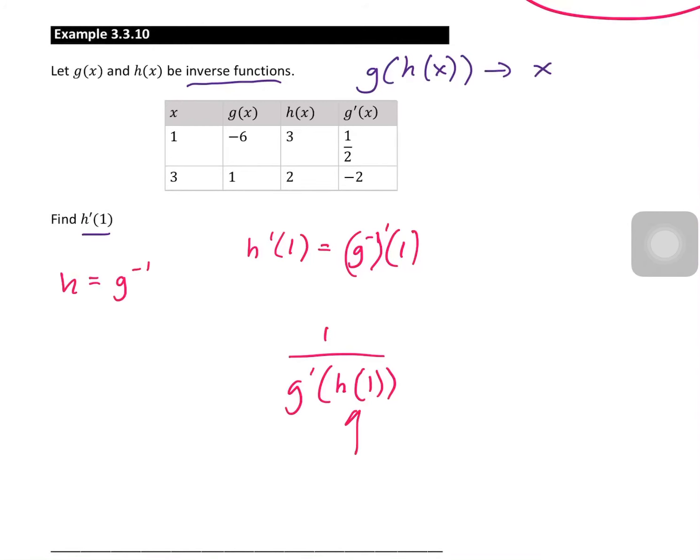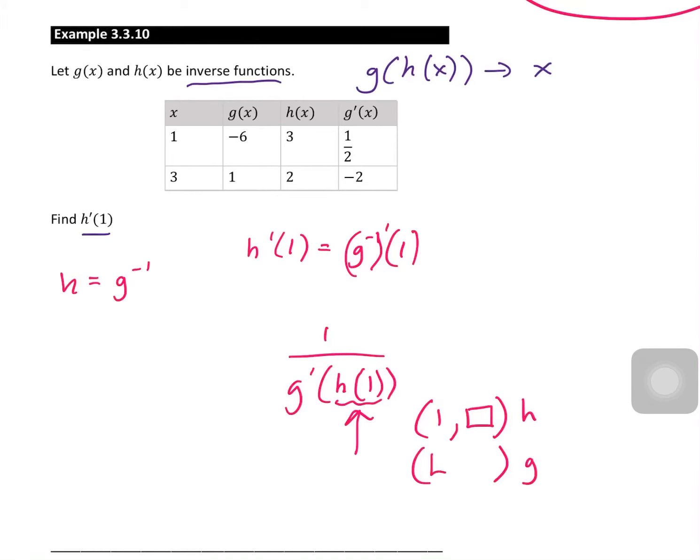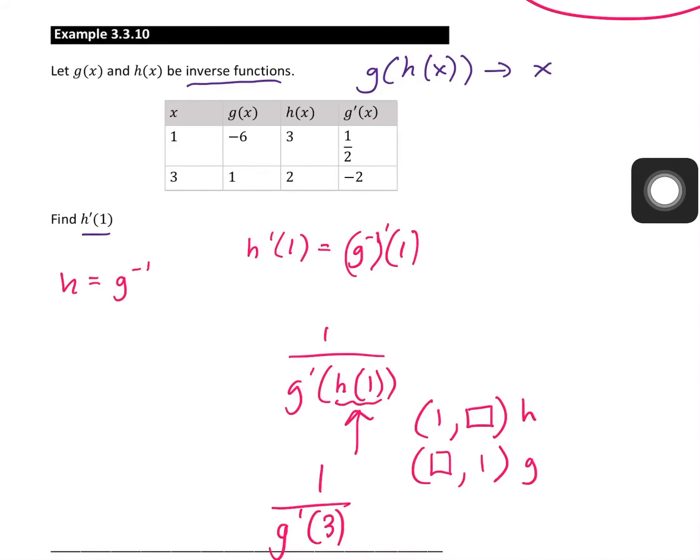So to answer this part, the inside, h of 1, that's going to be whenever g is equal to 1, right? Because on the function h, if I want to put 1 into h, on the original function g, the point would have to be (something, 1). So I want to know, when does g equal 1? G equals 1 when x is 3. So then I will put 1 over g prime of 3. Well, g prime of 3 is negative 2, so I have negative 1/2 as my answer here.